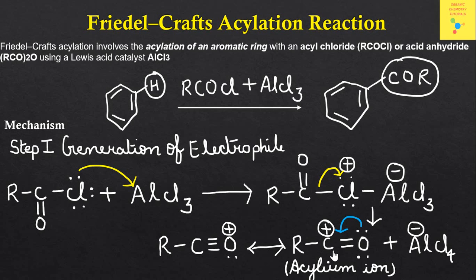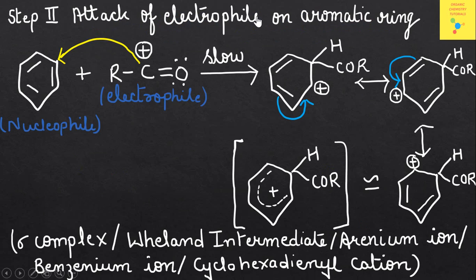Now let us move on to step 2, which is the attack of the electrophile on the aromatic ring. Here you can see this is a benzene ring. Here sigma bonds and pi bonds are present. 3 pi bonds are present in this benzene ring which are loosely held. So these pi electrons can be easily broken. So this benzene ring acts as a nucleophile for this reaction, and it can be attacked by this electrophile. So there is a positive charge on this acylium ion.